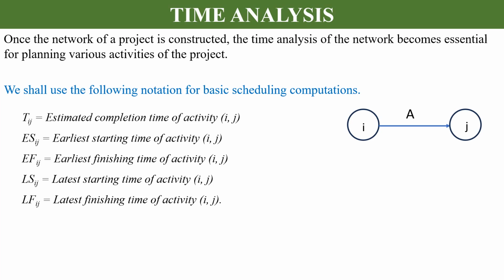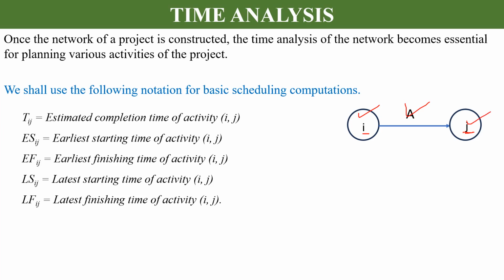First one is Tij, the estimated completion time of activity ij. Let's consider activity A starts at event I and ends at event J. Now Tij is the time taken for the activity from starting event I to end event J.